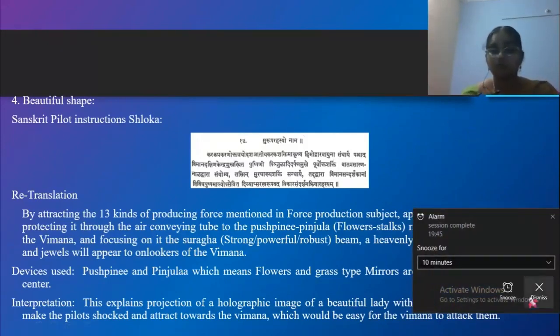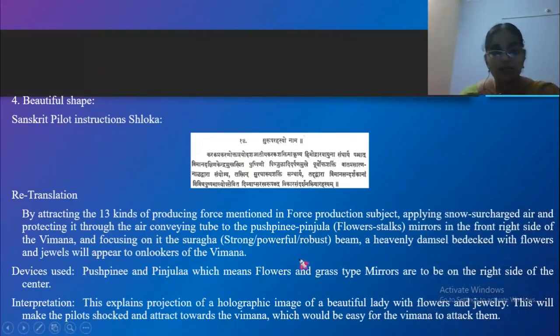So let us see how they are using this. They are making the enemies get attracted to this Vimana, and then they will be shooting the missile. So how advanced their technology is. The interpretation explains projection of a holographic image of a beautiful lady. This is just an interpretation which we have made, a holographic image. It will shock the pilots and attract them towards the Vimana, which would make it easy for the Vimana to attack them. That's what they are trying to do.